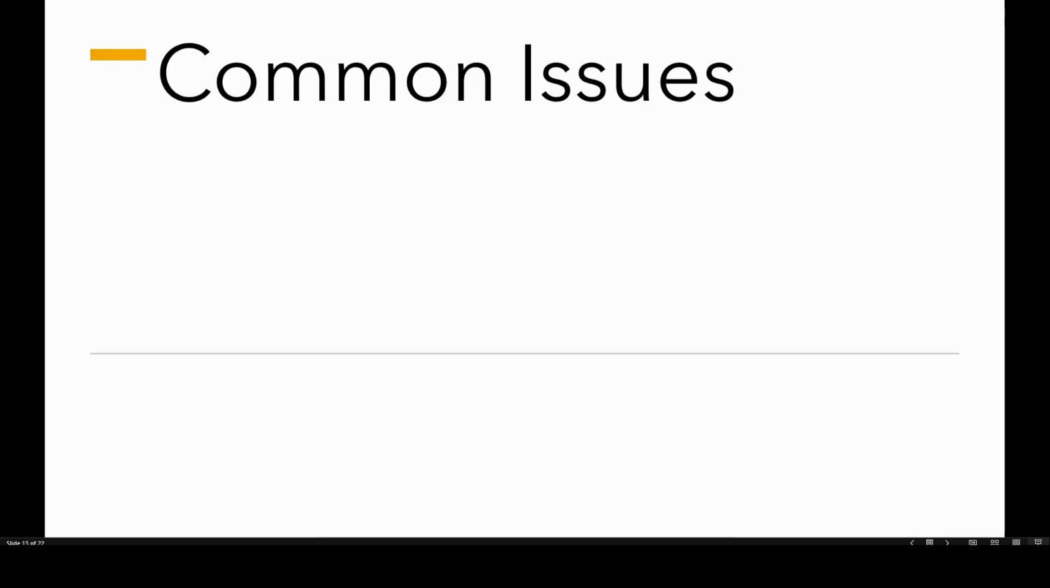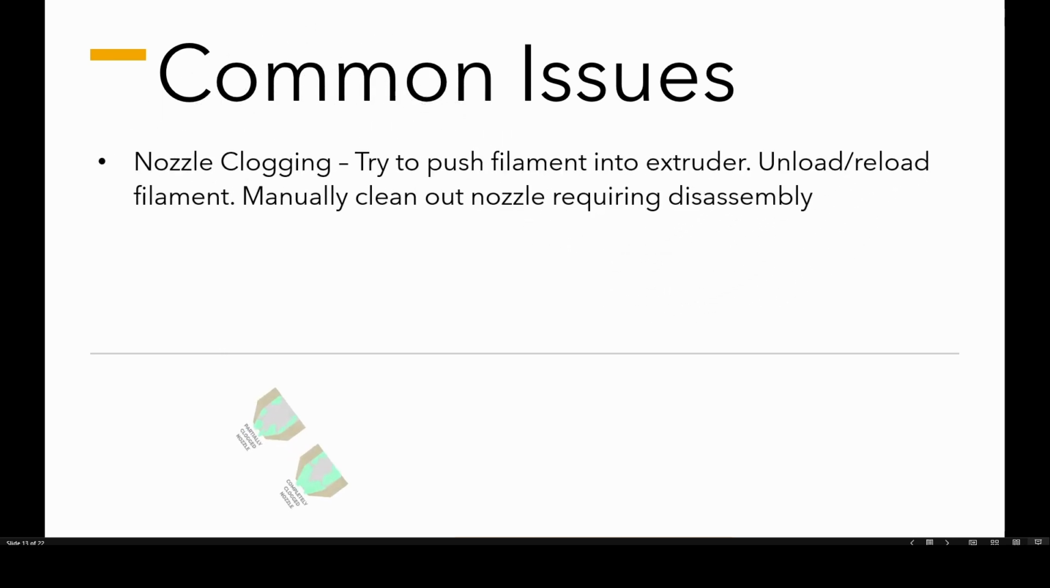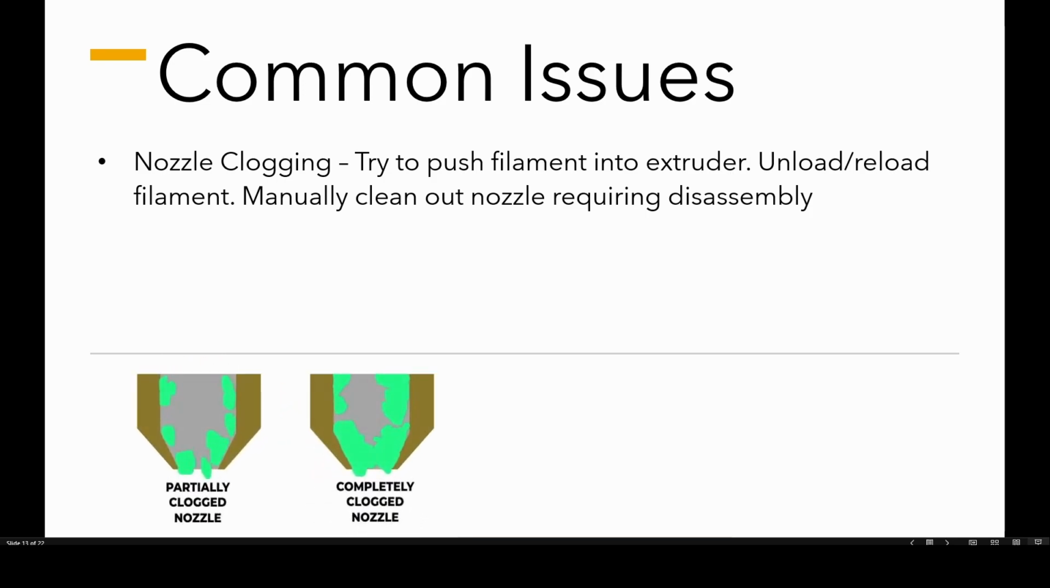Some common issues that people encounter after they start a 3D print are things like nozzle clogging and stringing. To fix nozzle clogging, the first step you can take is to try and manually push the filament into the extruder. If this does not fix the problem, you can try and unload and reload the filament. If that does not work, you will have to manually clean out the nozzle and ensure that there are no longer any clogs inside the nozzle.